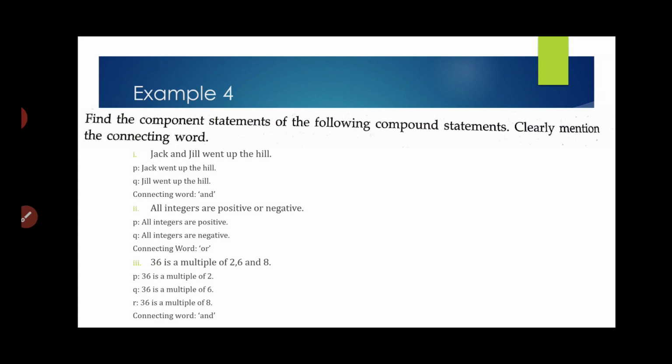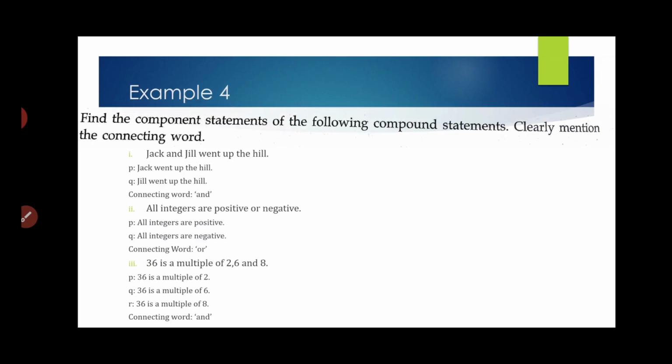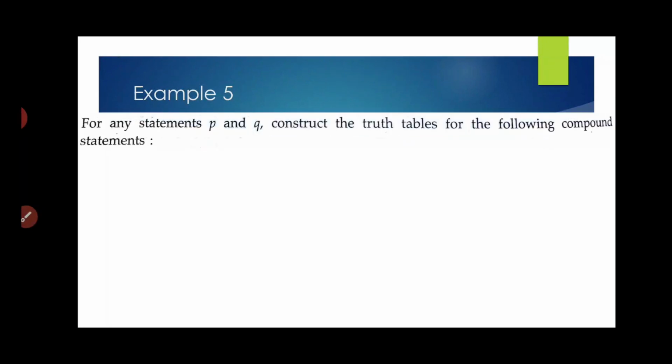Let us move to question number 5. Question number 5. For any statements P and Q, construct the truth table for the following compound statements. Now, the compound statement given here is negation of P or Q. Now, we already know, we have seen how to construct a truth table.